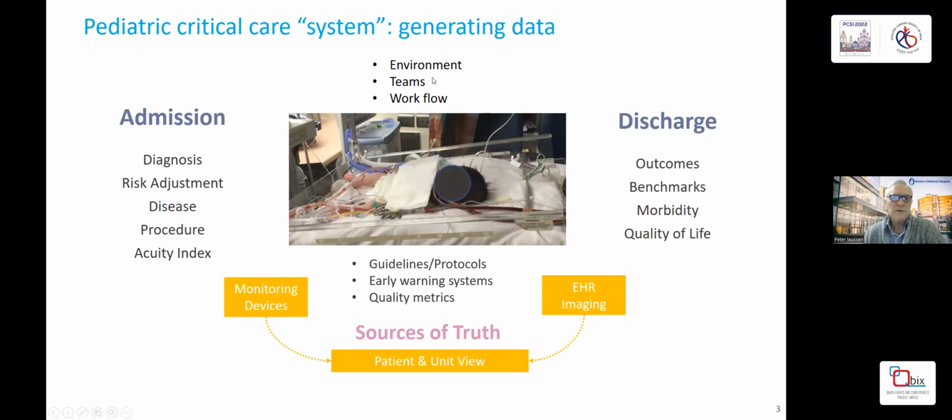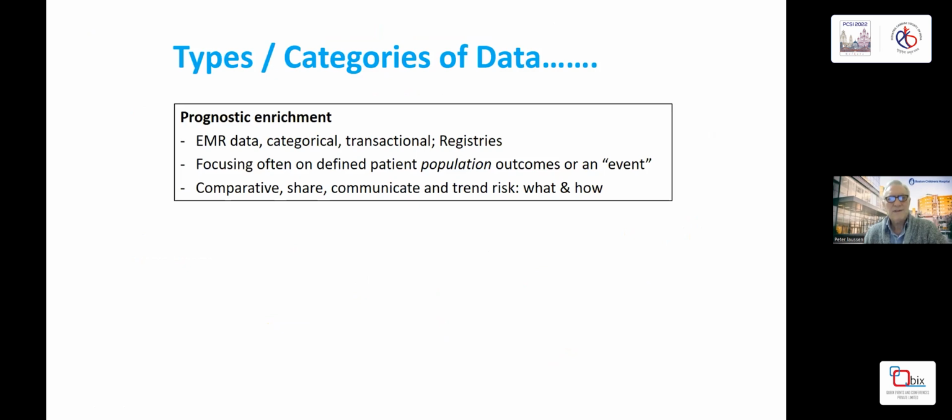We create environments and teams and workflow to deliver care. And then we overlay that with guidelines and protocols, early warning systems, quality metrics, and so forth to make sure we're delivering the care we need to provide. And that really encompasses the care of a patient. And that's the right thing to do. And then we rely on the electronic health record, in particular, imaging data, to help us with the various decisions we need to make.